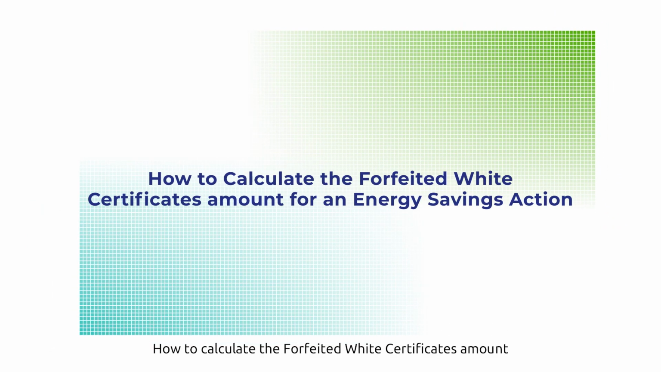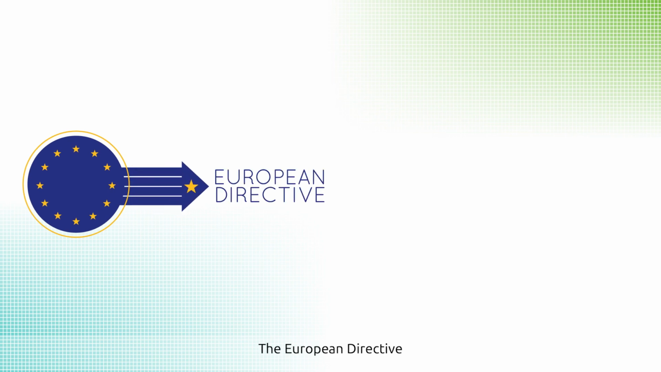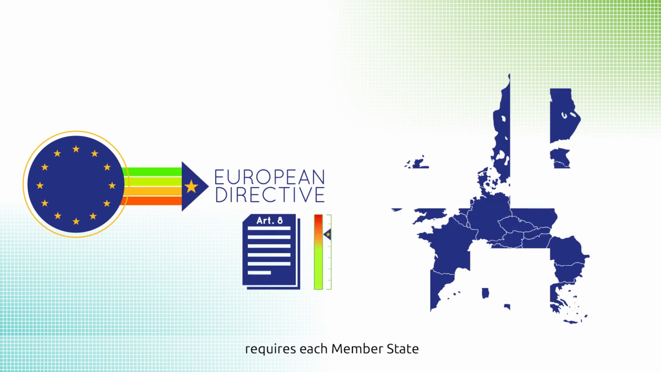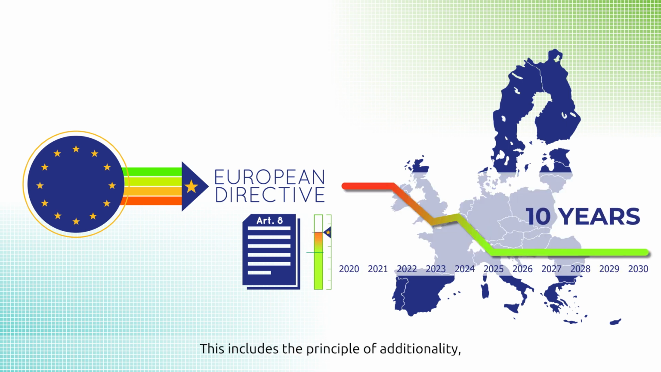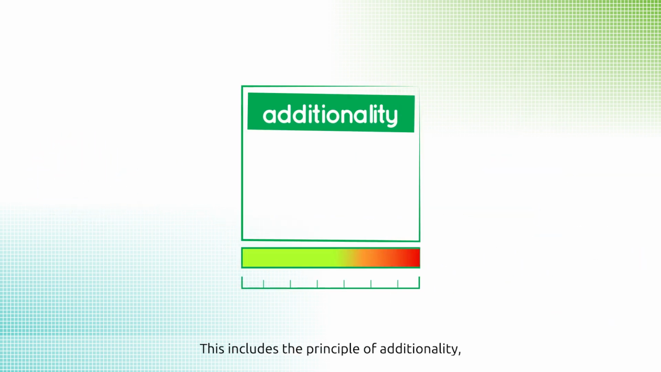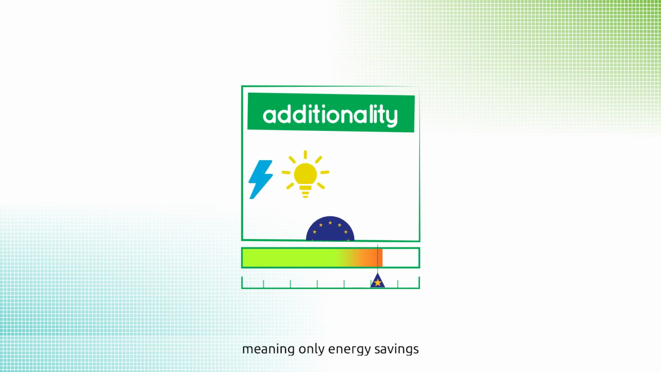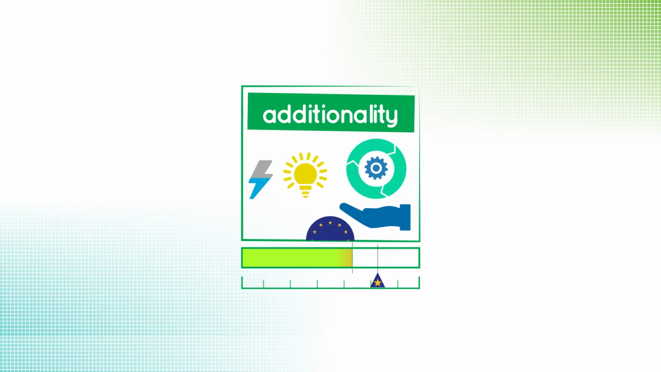How to calculate the forfeited white certificates amount for an energy savings action. The European Directive on Energy Efficiency, through Article 8, requires each member state to set a 10-year energy savings target. This includes the principle of additionality, meaning only energy savings that are additional to other European regulations are eligible.